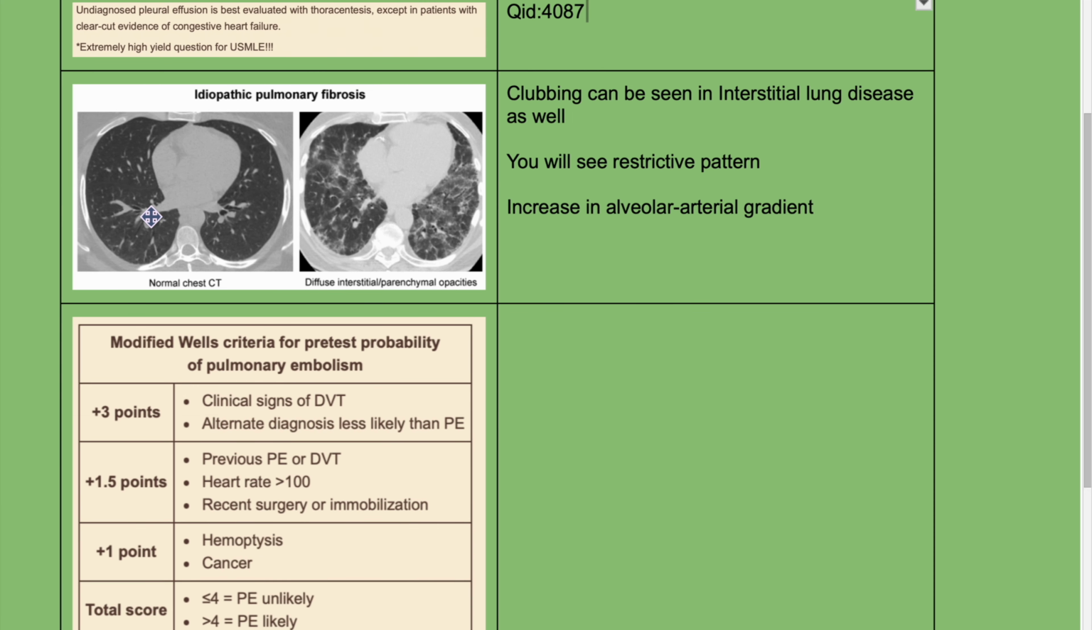Idiopathic pulmonary fibrosis. This is a normal CT scan. That's what it looks like. Nice little peaceful chest. And here we have diffuse interstitial parenchymal opacities. A lot of stuff happening here. It's all messed up. It's like a party in here compared to this. Clubbing can be seen in interstitial lung disease as well. You will see a restrictive pattern in this and an increase in the alveolar-arterial gradient, AA gradient.